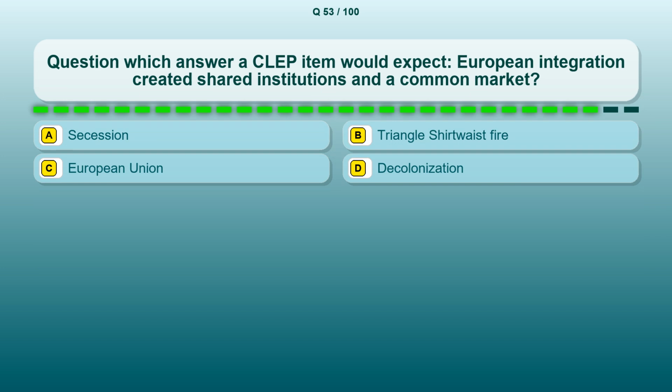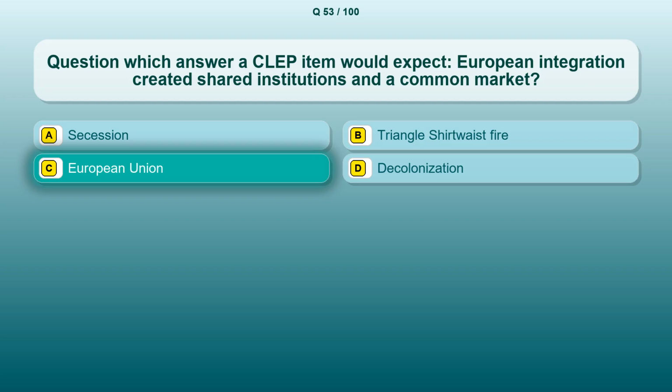Question 53. Which answer would a CLEP item expect? European integration created shared institutions and a common market. Option A, secession. Option B, Triangle Shirtwaist Fire. Option C, European Union. Option D, decolonization.